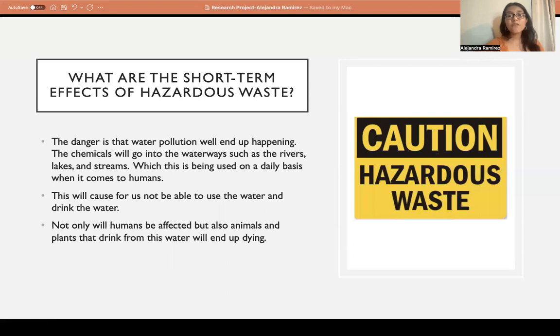So what are some short-term effects of hazardous waste? Water pollution will end up happening when it comes to hazardous waste. The chemicals will go into waterways such as rivers, lakes, and streams, which humans use on a daily basis. This will cause us to not be able to drink the water and use it, such as if we go to the ocean and want to go for a swim. We can't get into the water because that can cause us to have a skin reaction or something. Not only will humans be affected, but also animals and plants that drink from this water will end up dying.